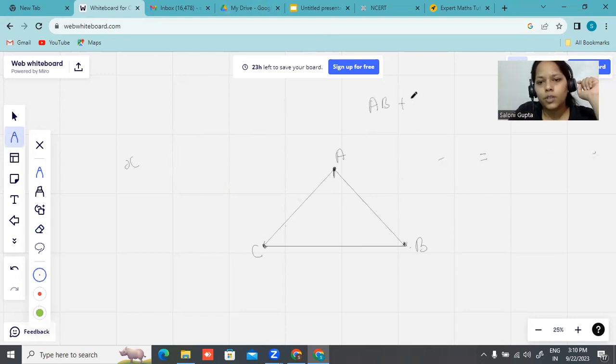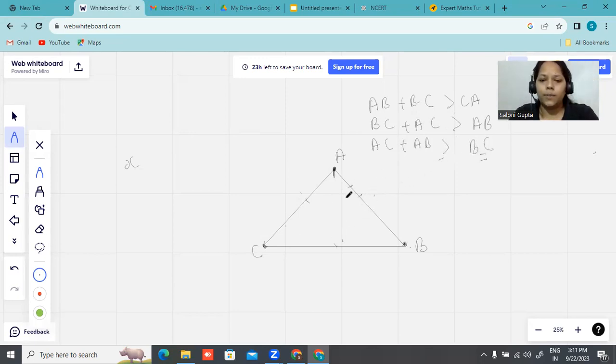So AB plus BC will always be greater than CA. Or I can say, AB plus BC, then you can take BC plus AC. So BC plus AC, or CA, will be greater than AB. Right, so we have taken AB, BC, then BC, AC, then AC plus AB. So AC plus AB will be greater than the third side, that is BC.